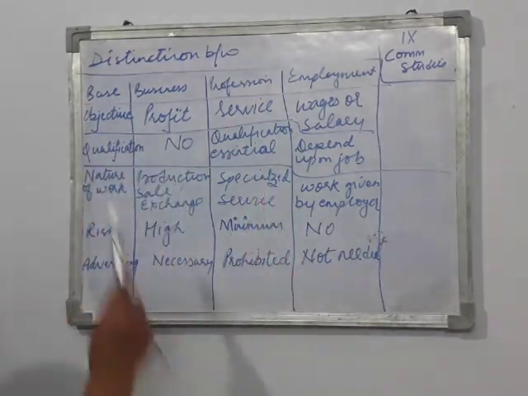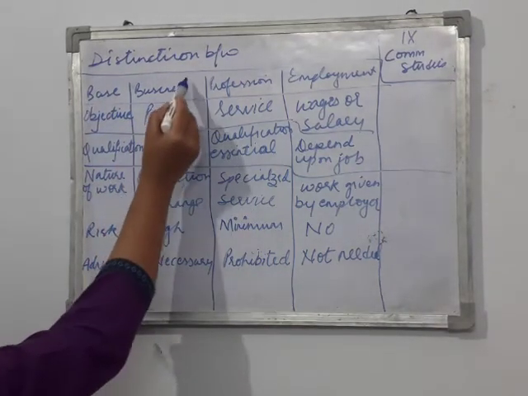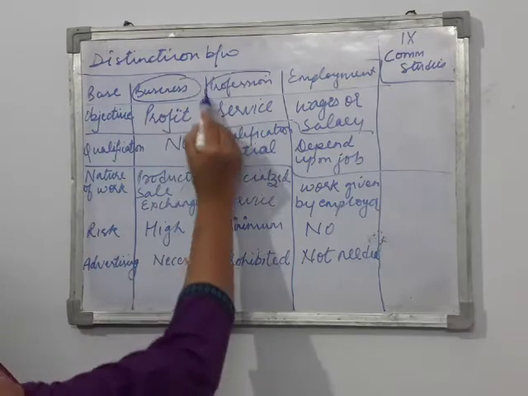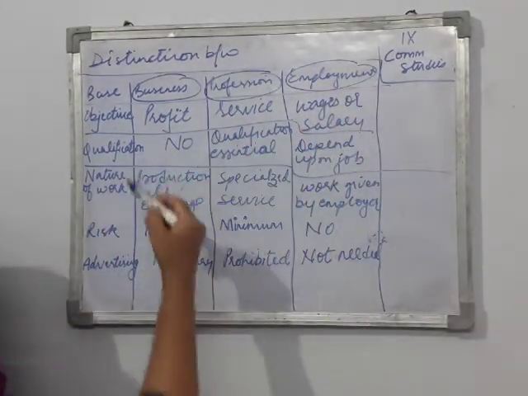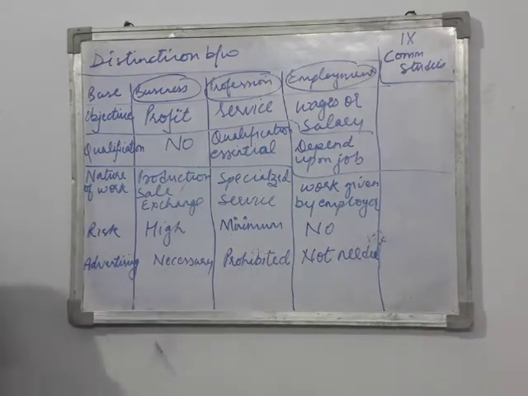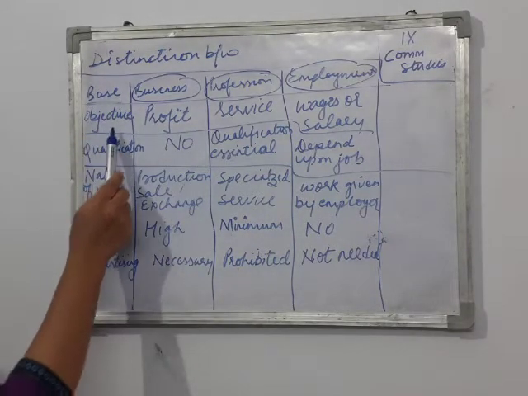So it goes like this. Now this is the distinction between business, profession, and employment. We are going to read the differences between these three, and the first base is objective.